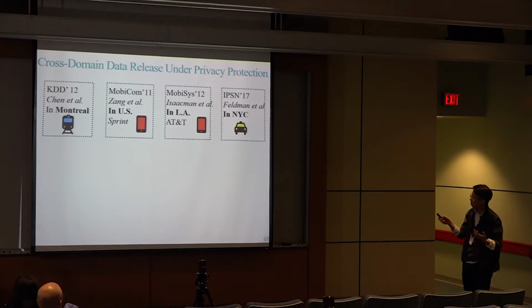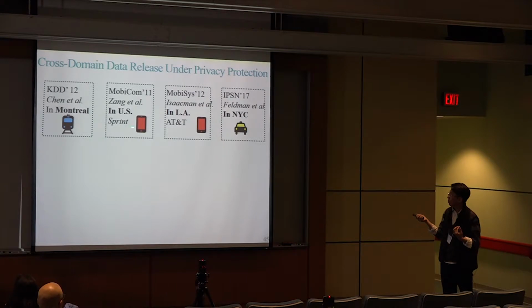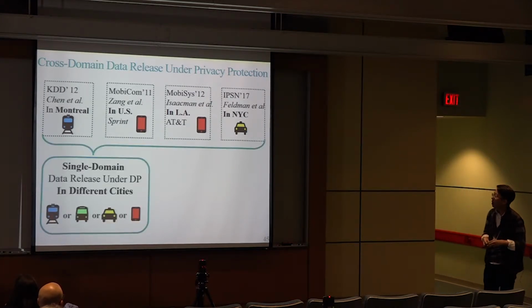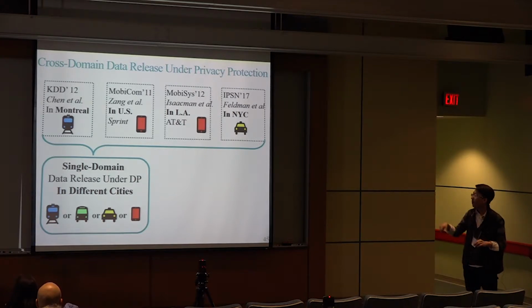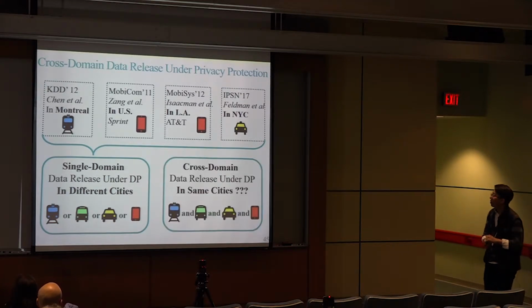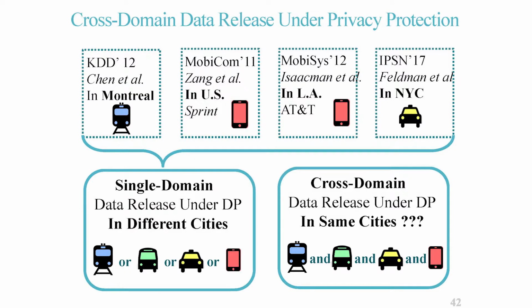there's some work about release the cell phone data, AT&T and Sprint, and also in New York City the taxi cab data. But all those different papers are focused on single domain data release under different privacy in different cities. Okay, what if we want to release the data across different domains in the same city? So I think there are some new challenges and opportunities for the people here working on how to release the cross-domain data in the same city under different privacy.